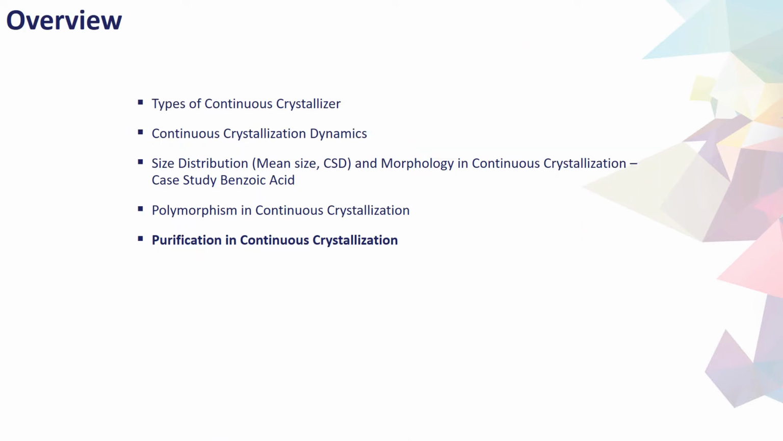So the final thing that we'll discuss in terms of product quality attributes needed for APIs and how continuous crystallization can deliver these will be purification and continuous crystallization, or to demonstrate that continuous crystallization can meet the purity requirements that are so rigorous and required for drugs to be released and used for human consumption.